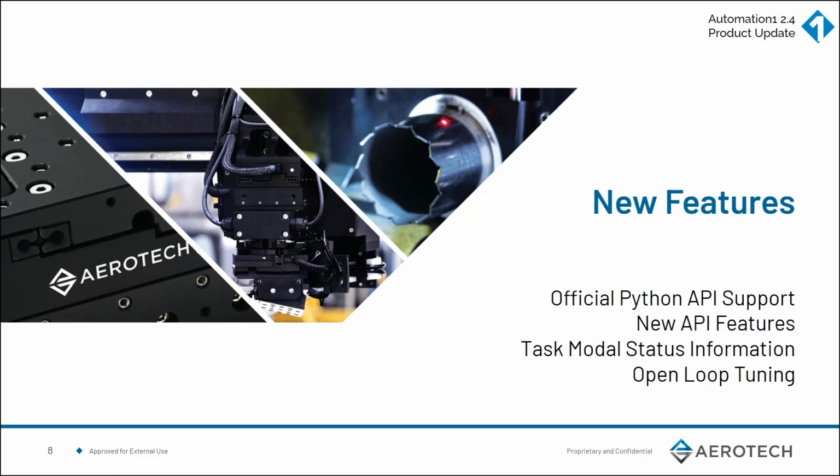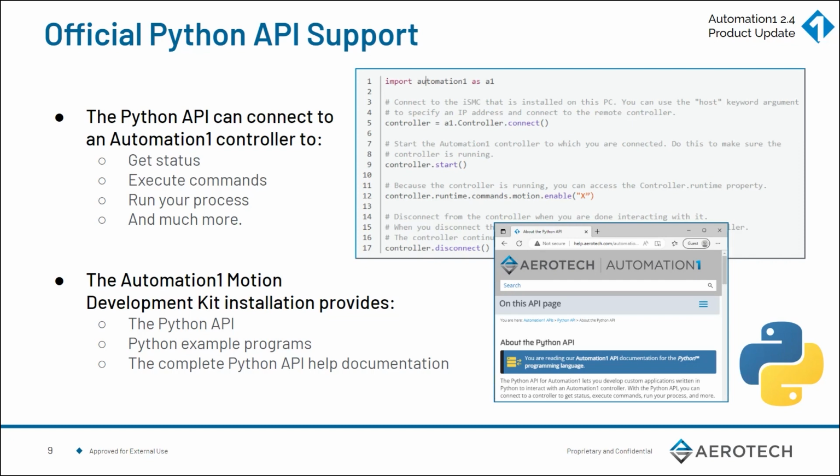Let's talk about the new non-beta features, the new official features. First off is official Python API support. The Python API can connect to the Automation1 controller to get status, execute commands, run your process, and much, much more. So please check out our Automation1 Python API help files, which are live on the internet right now on help.aerotech.com/automation1 to really find out the full spectrum of what's available in Python. The Python API is distributed with the Automation1 Motion Development Kit, which also installs Python example programs.